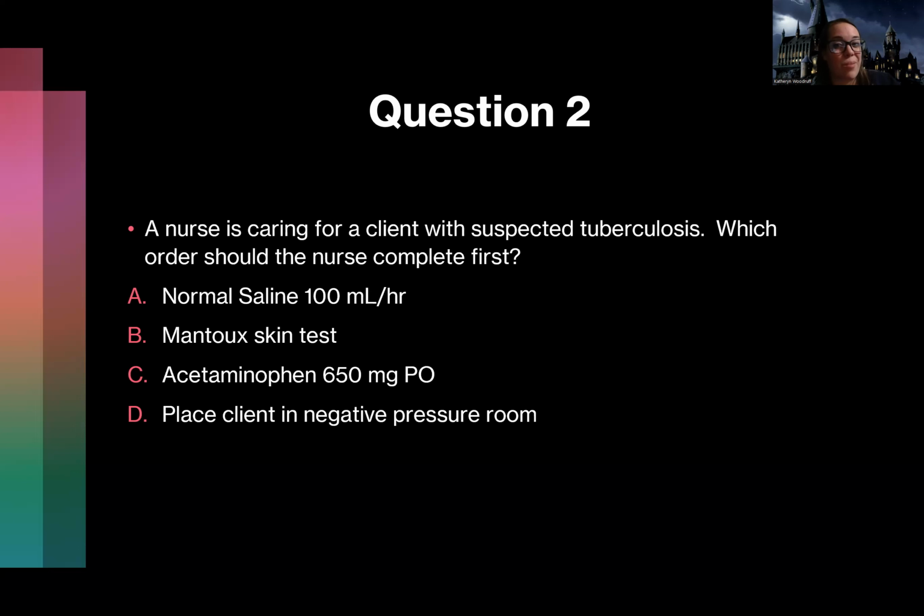So it doesn't really seem like it's something I want to do first. Because when they're talking about first, they're talking about something that's going to really help you right now with this patient. Acetaminophen, 650 milligrams PO. So they could have a fever. It's common with infections to have fever, but it doesn't really sound like something life or death.